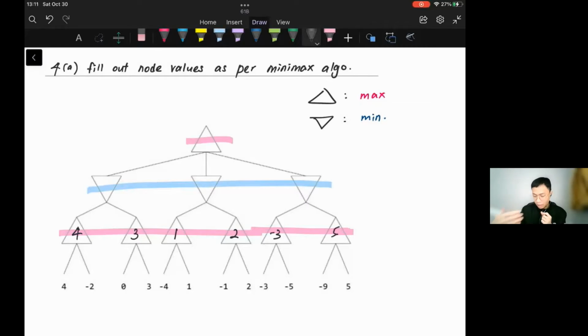Yeah, and the second layer, a layer up, would be a layer of minimizing nodes. So we'll just choose the lesser value. Like between 4 and 3, we have 3. Between 1 and 2, we'll choose 1. Between -3 and 5, we'll choose -3. And now the root node, which is a maximizing node, will choose the largest between 3, 1, and -3. So 3 is the value chosen.